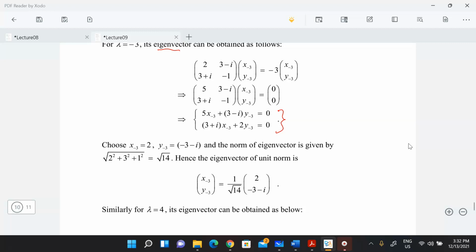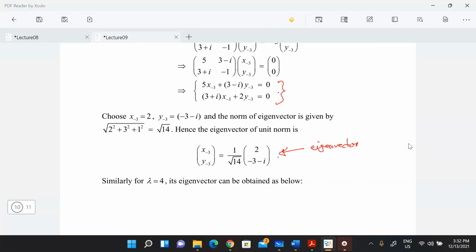So you have this 3 squared plus 1 squared coming from there, and then you normalize that, and that is essentially your eigenvector for lambda equals minus 3. I'm not going into the details because I think you can look at the calculations later on.